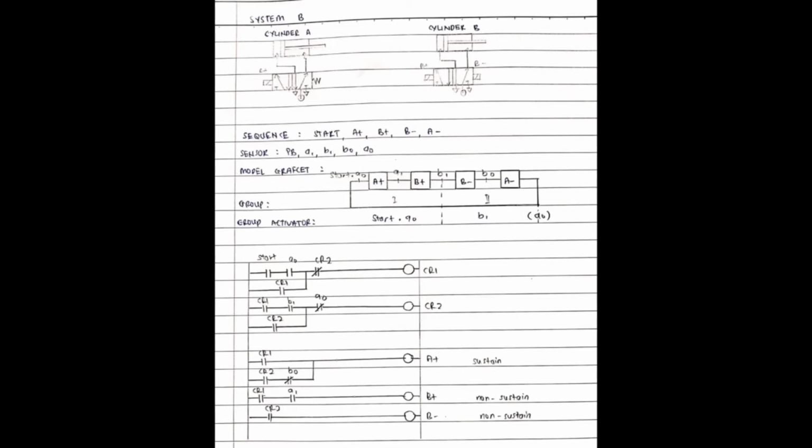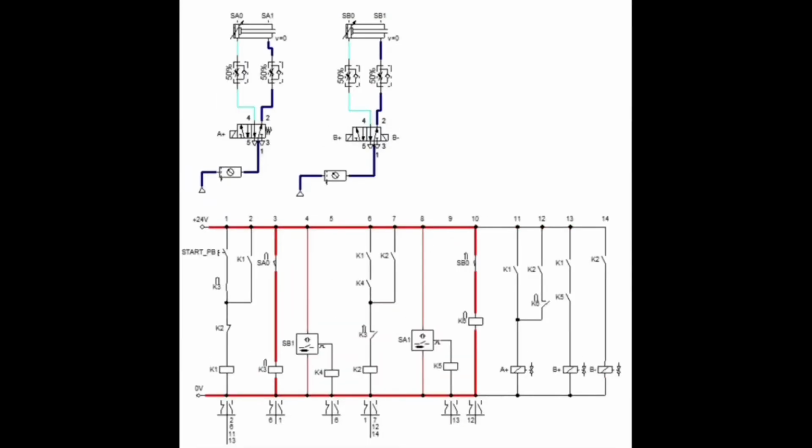There is no A minus in the ladder diagram because a sustain valve was used for cylinder A. A plus will activate when CR1, which is group 1, is activated. When normally open CR2 and normally closed B0 are activated, it will deactivate A plus, causing cylinder A to retract. B plus is activated by CR1 and A1, while B minus is activated by CR2. So this is the simulation for System B.